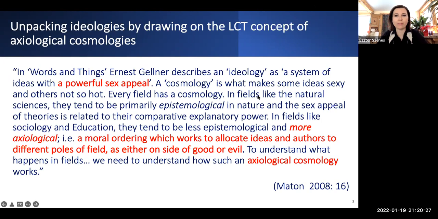So before I show you this methodology, I wanted to remind us of this really great quote by Karl Maton, who quotes Ernest Gellner, who describes ideology as a system of ideas with a powerful sex appeal. So when we think about axiological meanings specifically, we are talking about what Karl calls a moral ordering, which works to allocate ideas and authors to different poles of a field as either on the side of good or evil. So to understand what happens in different fields, we need to understand how such an axiological cosmology works.